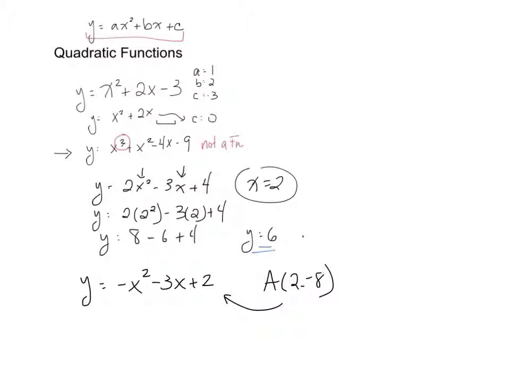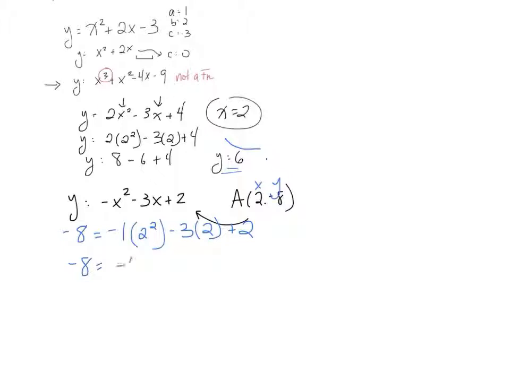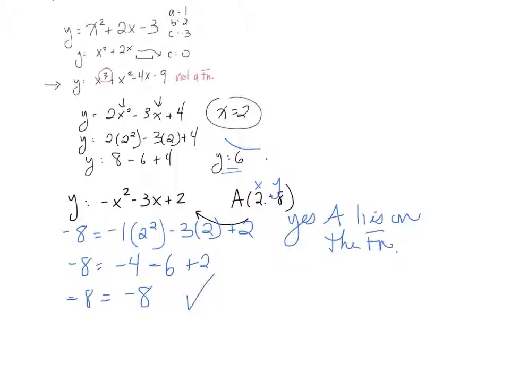Well, you're given an x and a y. So all you have to do is substitute these in and see if you get a true statement. All right? So I'm going to substitute in my y, which is -8, equals -1 times x squared, so 2 squared, minus 3 times 2 plus 2. And I come up with a true statement of -8 equals -8. True, therefore the answer is yes, A lies on the function. And we can write out the full function, but that's just shorthand for you, okay?